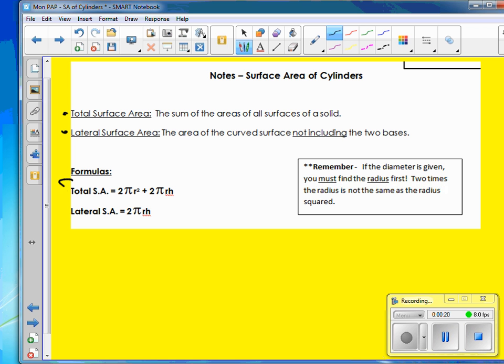So you have two formulas here. One is the total surface area, and it's 2 pi r squared plus 2 pi r h. We'll talk about what that means in a minute. And then lateral surface area is 2 pi r h. Please remember that if the diameter is given, you have to find the radius first.